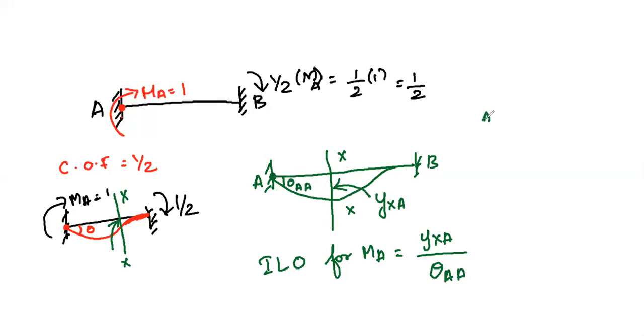We all know that the first suffix shows the location of the point at which you are considering the slope or deflection. The second suffix denotes the location where you are applying the unit moment or unit reaction, whatever it may be. So here YXA means deflection at the point X due to the unit moment applied at the point A, whereas theta AA means slope at the point A due to the unit moment applied at the point A. So far it is clear.